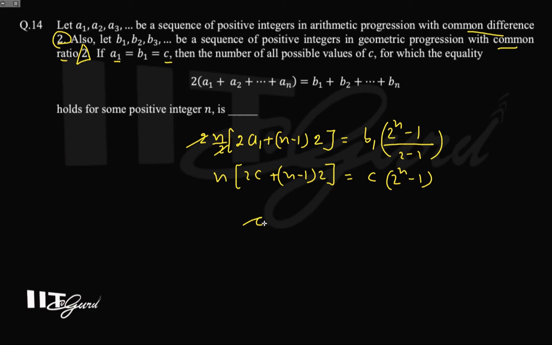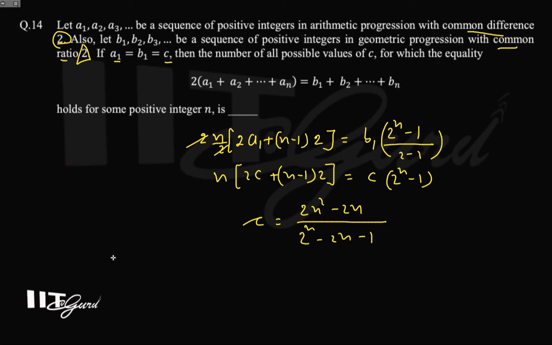So finally what C you will get, we are left with C equal to 2n square minus 2n, upon 2 power n minus 2n and minus 1, hence we find on transposing you get the value of C here. Now, since it is given that the number of all possible values of C for which the equality holds for positive integer n.